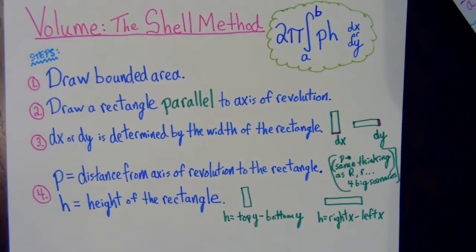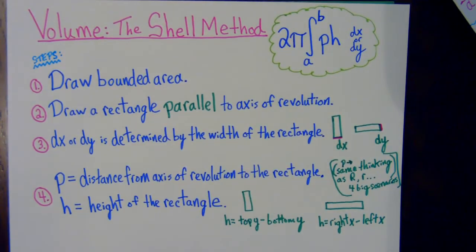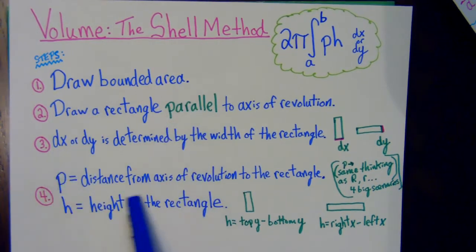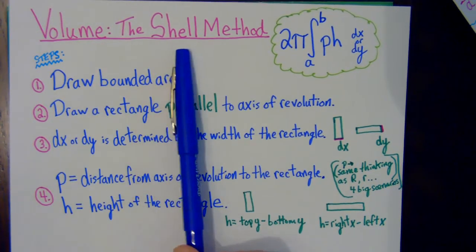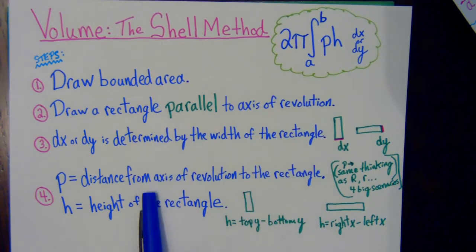All right. Second method of finding volume is something called the shell method. If you only know the disk method, you're not going to be able to find the volumes of everything that we want to find right there. So here's our new steps to find the volume using the shell method.